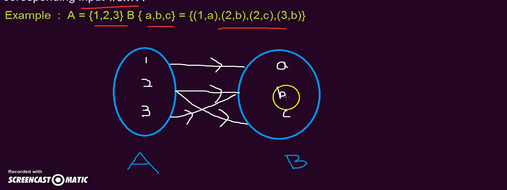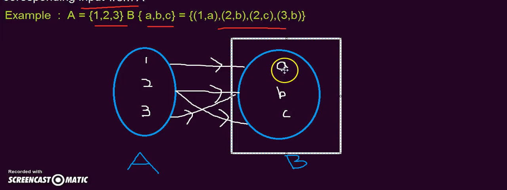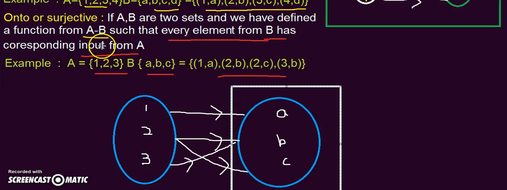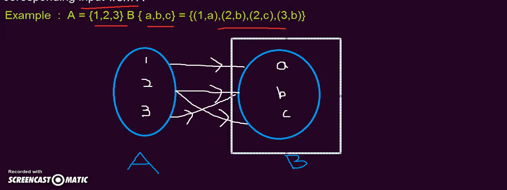Now if you observe the entire Venn diagram, in set B every element has an input from set A. So the elements A, B and C are each associated with some element from set A. Then this type of function is known as an onto function. For example, if we have an element D in our set B, but it doesn't have any input element matched with it, then this function is not an onto function.